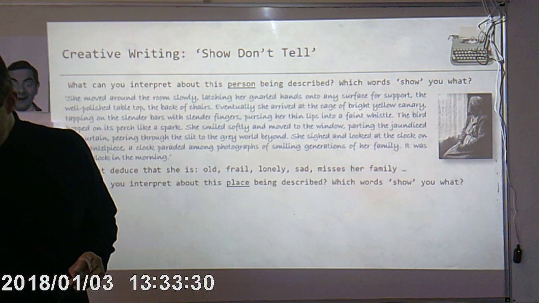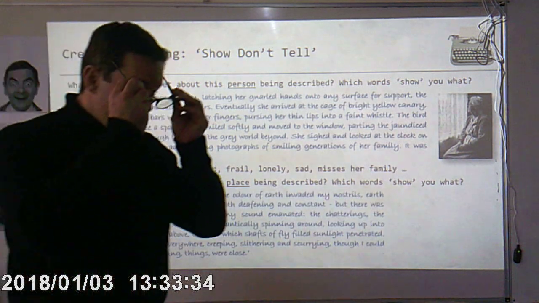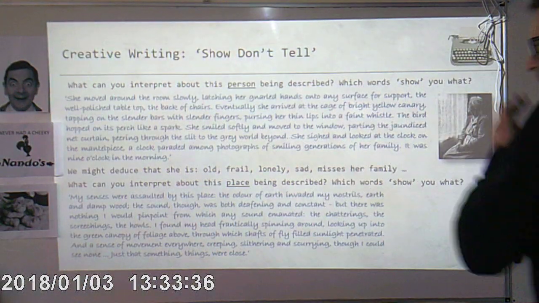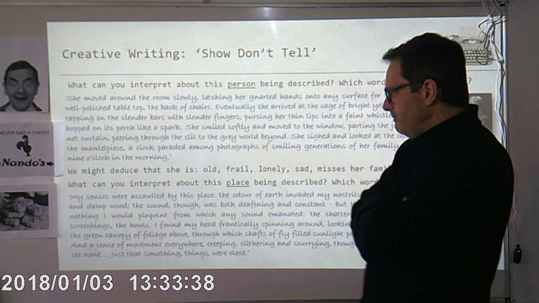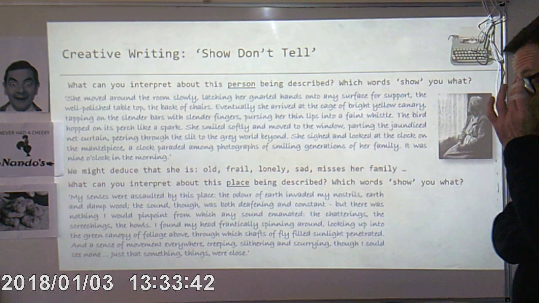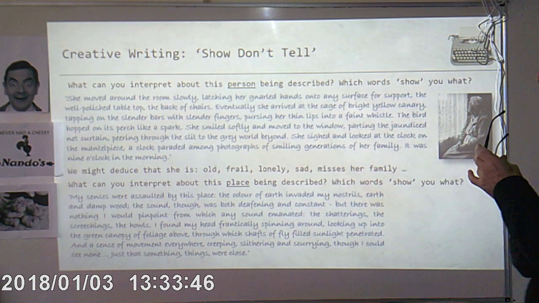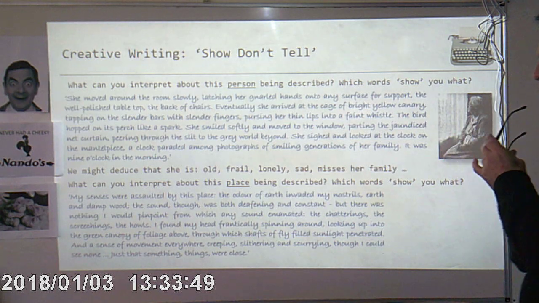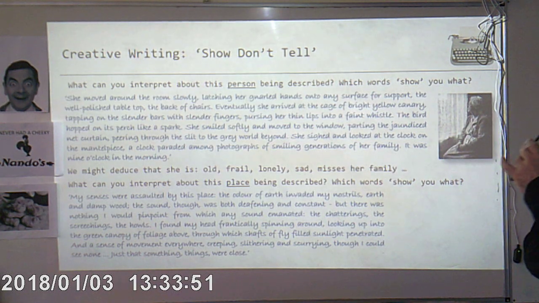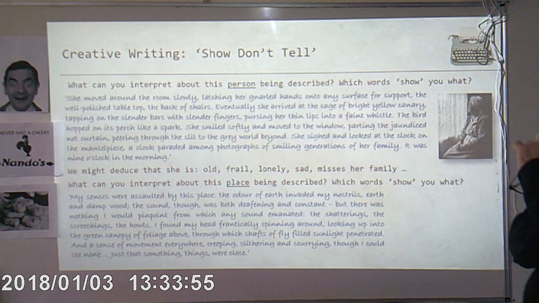Another example. Okay? This one is based on place. So, my senses were assaulted by this place. The odour of earth invaded my nostrils, earth and damp wood. The sound, though, was both deafening and constant. But there was nothing I could pinpoint from which any sound emanated. The chatterings, the screechings, the howls.